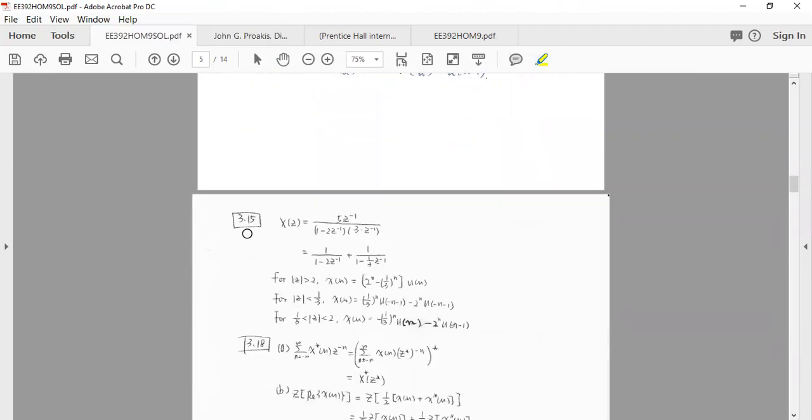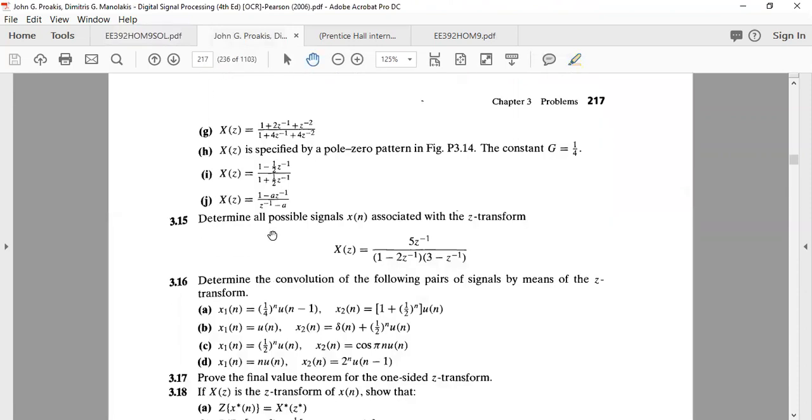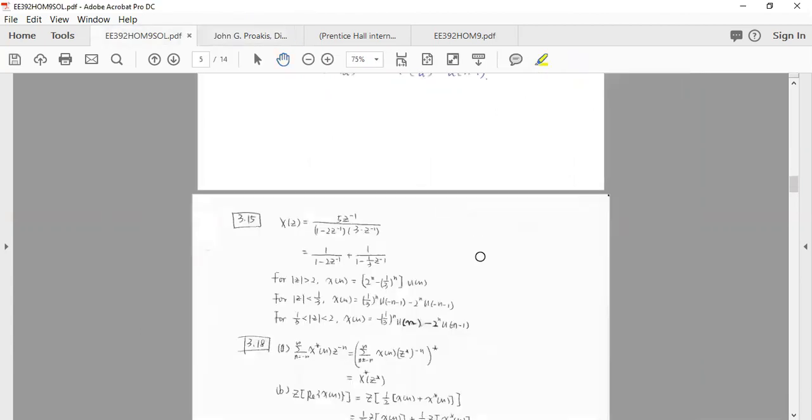So moving on to the next question, 3.15. Determine all possible x of n associated with this Z transform. This particular Z transform that we are given, we need to find the x of n. So we have to find all possible signals that will give us this Z transform. In this particular case, we have to consider the anti-causal and the causal signals, and the region of convergence determined by them altogether. So we'll be having three different regions of convergence, right?